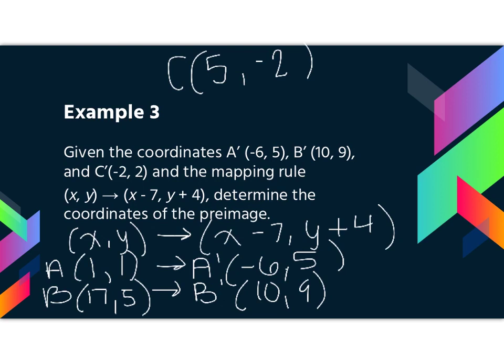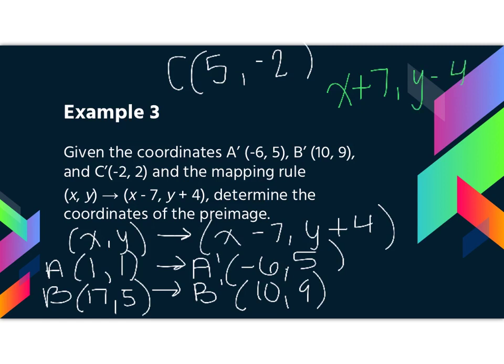So we just used the mapping rule and worked backwards, and just thought about like what minus 7 gives us our image x value and what plus 4 gives us our image y value. But we really could have just reversed our mapping rule. So if we did x minus 7, y plus 4, to get back to where we started, we could just do x plus 7, y minus 4, and solve.